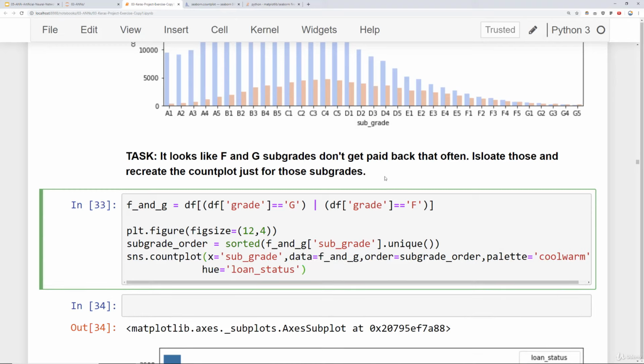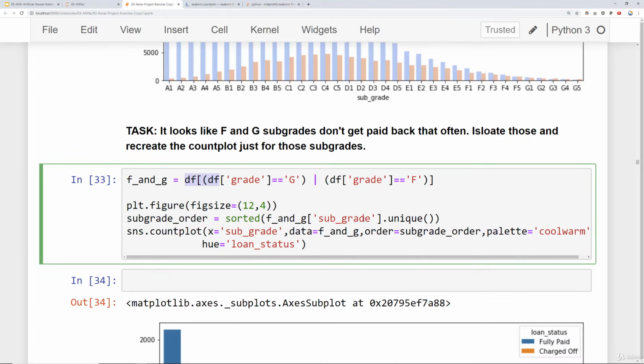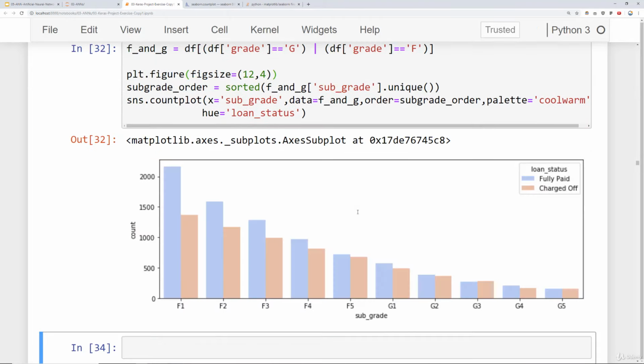Okay, so all we're doing is essentially subsetting the data frame and then doing the exact same plots as above. So if we run that, now we can see the fully paid status versus charged off status for these essentially worse subgrades. And you'll notice that if you're graded G5, the likelihood is almost the same as fully paying off your loan versus being charged off on the loan.